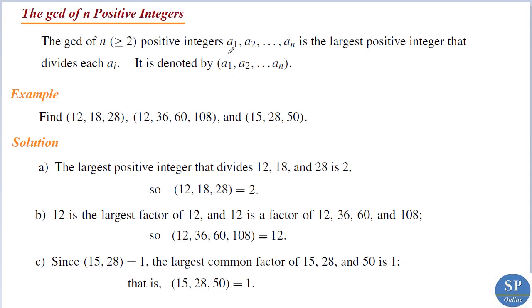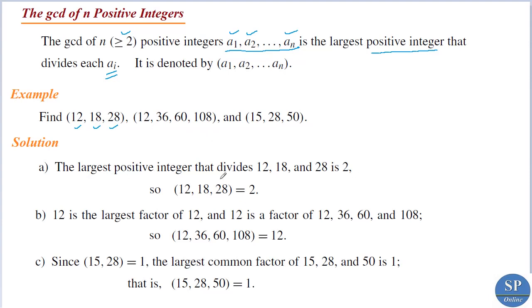The GCD of n positive integers a1, a2, etc. an, where n is greater than or equal to 2, is the largest positive integer that divides each ai, and it is denoted by this symbol. So the GCD of n positive integers a1, a2, etc. an is the largest positive integer that divides each of these integers. For example, find the GCD of 12, 18 and 28.